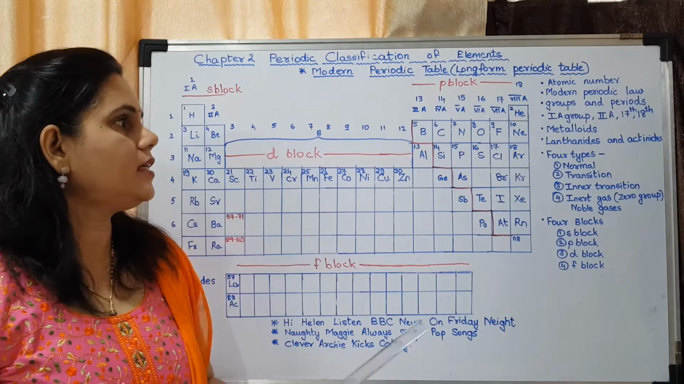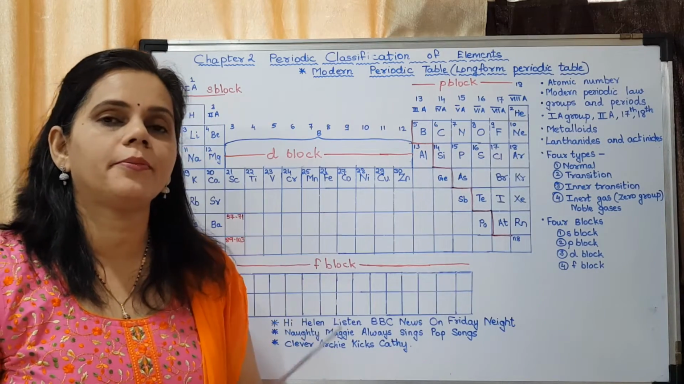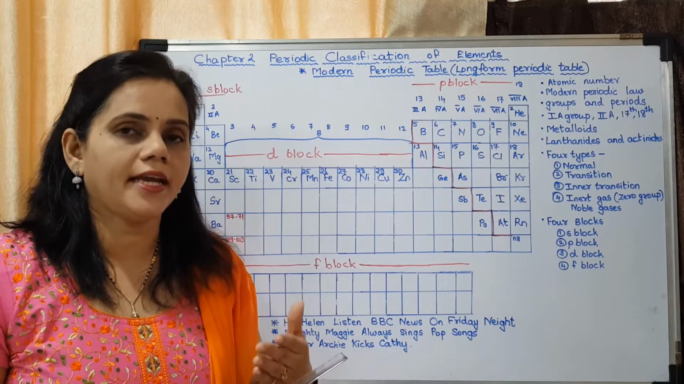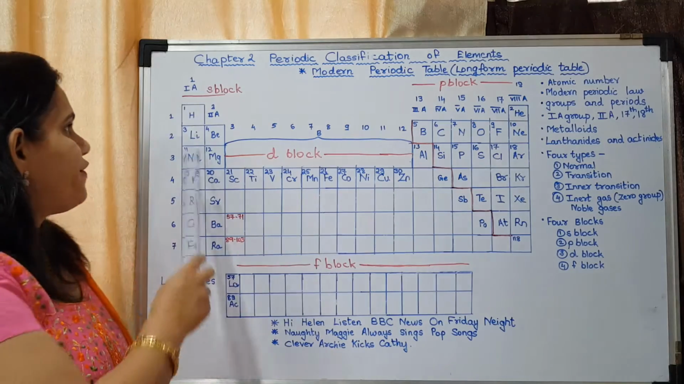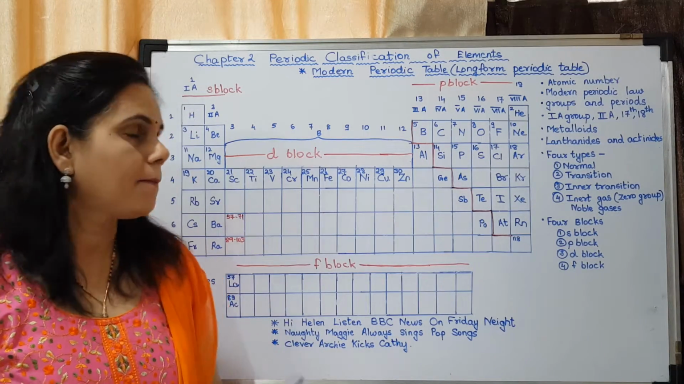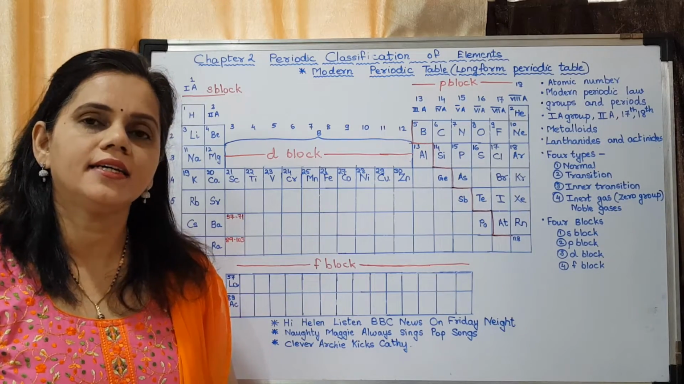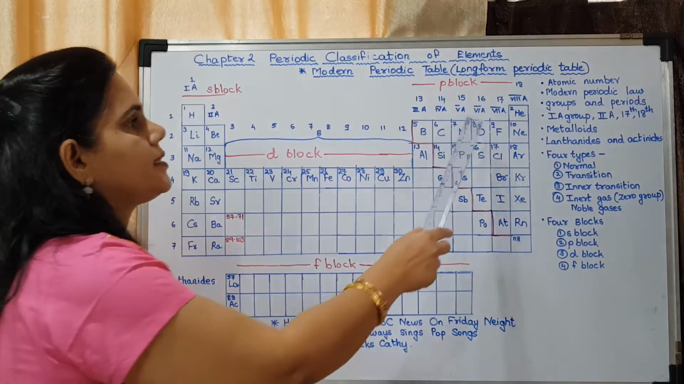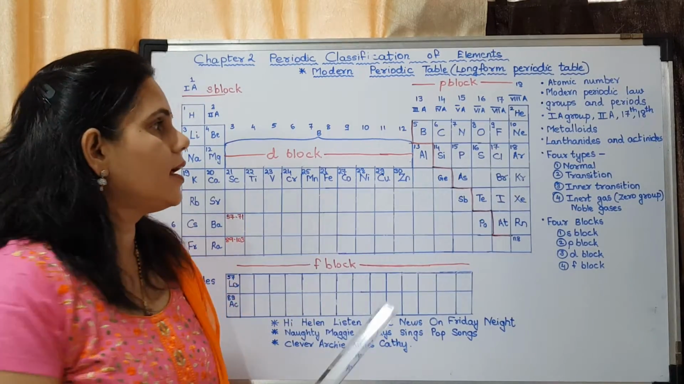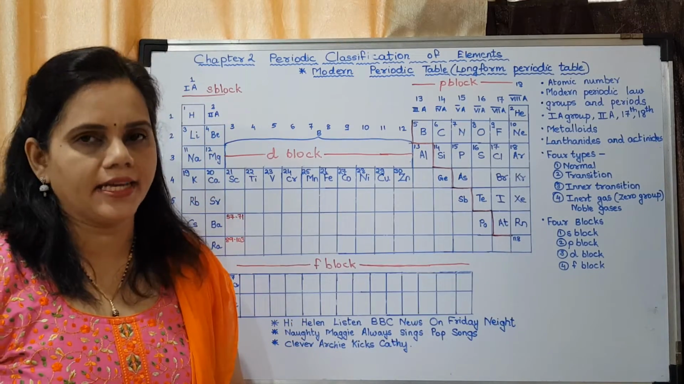Now the next point, first A group. Now you have to learn that some groups are given particular names. What are they? The first A group is called alkali metals. The second A group is called alkaline earth metals. The seventh A group is called halogens, and the eighth A group is called inert gases.